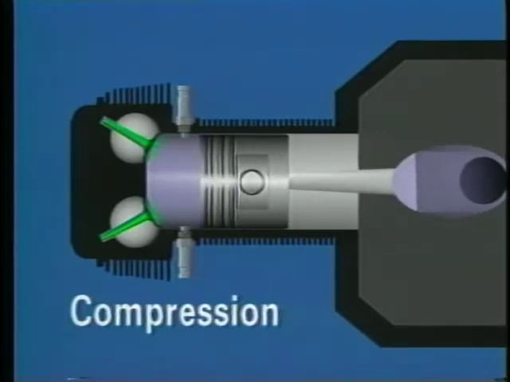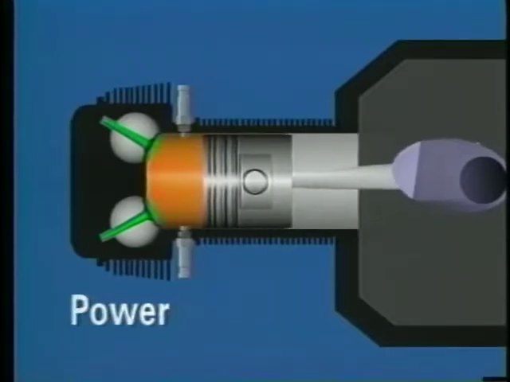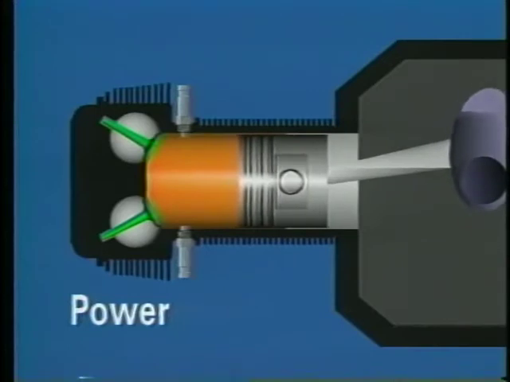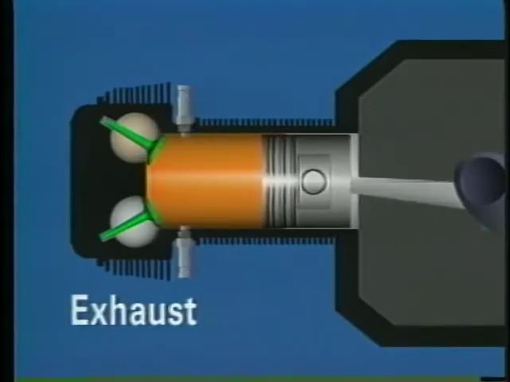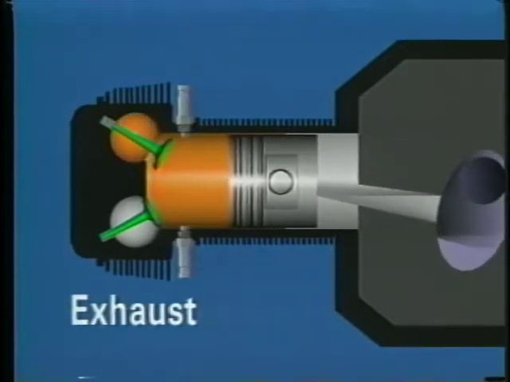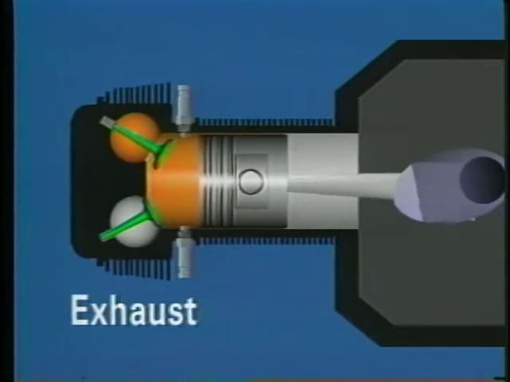When the compression stroke is almost complete, both spark plugs ignite the mixture. The combustion drives the piston away. This creates the power necessary to turn the crankshaft. Finally, the exhaust valve opens and the burned gases are forced out of the cylinder.